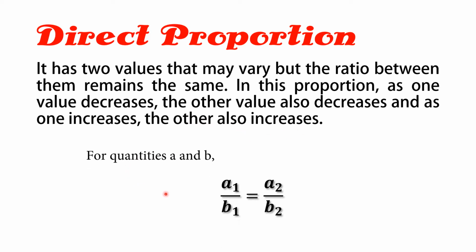For quantities A and B, we let A and B be the two values. We have here the direct proportion A sub 1 over B sub 1. So this is the first proportion or first ratio. The relationship between A sub 1 and B sub 1 is equal to the relationship between A sub 2 over B sub 2. And this equation pertains to direct proportion. So their relationships are just equal.